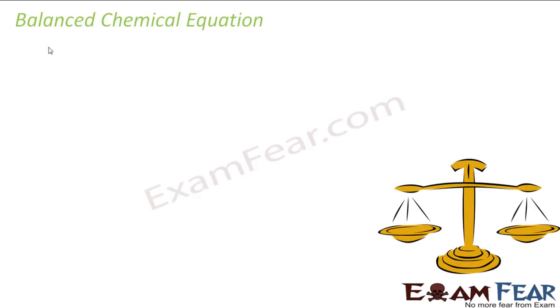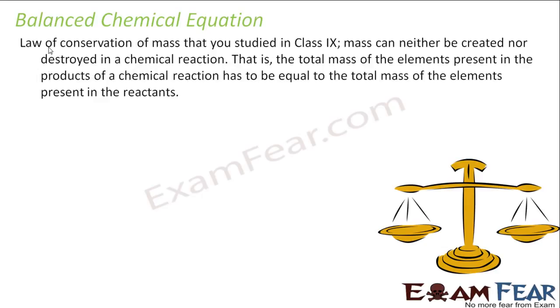So the basic principle of a chemical equation is it should be balanced, because the law of conservation of mass that we have studied in class 9 says that mass can neither be created nor be destroyed in any chemical reaction. So you can't create or destroy any element in any chemical equation. That is, the total mass of elements present in the product of a chemical reaction has to be equal to the total mass in the reactant. So this guy is a reactant and this guy is a product. So mass has to be same, right?